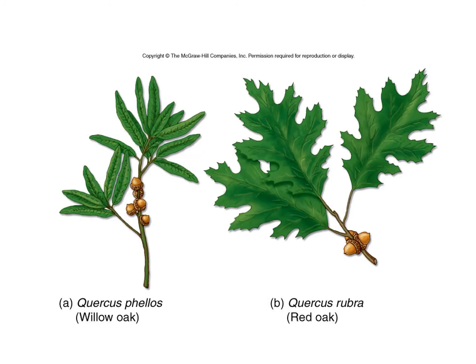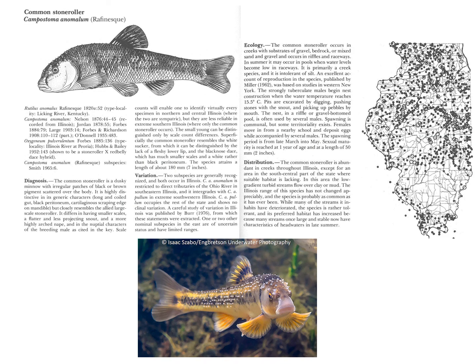Here's a couple of examples. We have the red oak, Quercus rubra, and in the same genus we have the willow oak, that is Quercus phellos. Here's another example of a binomial, Campostoma anomalum. That is the name of a fish called the common stone roller.